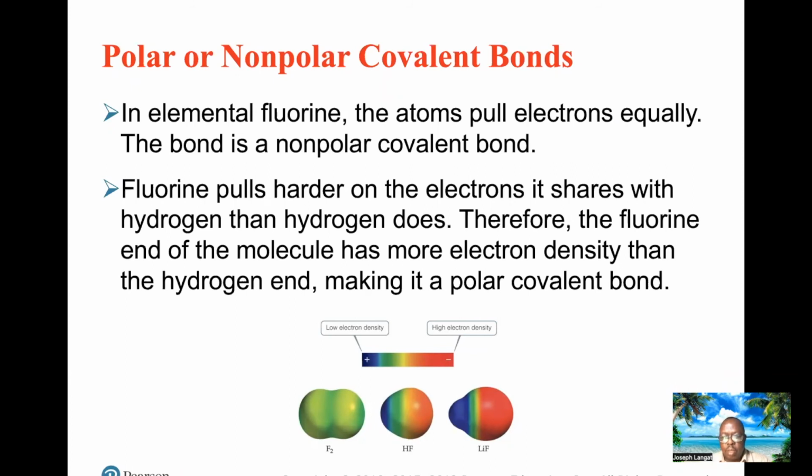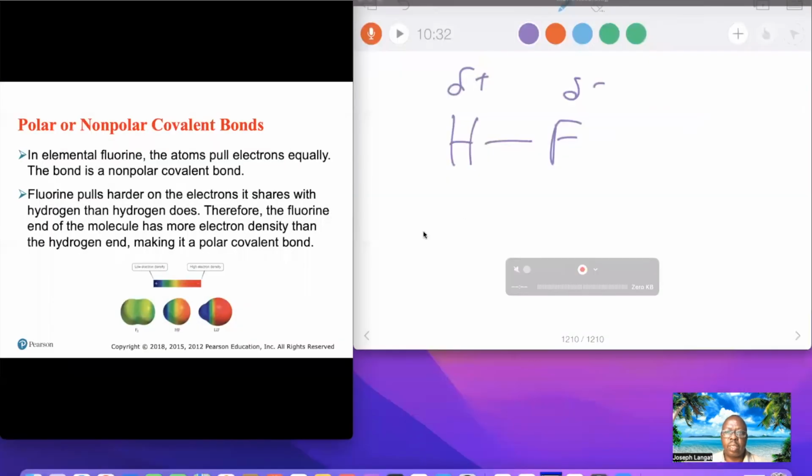This diagram, an electrostatic potential map, indicates which portion of the molecule is electron poor and which is electron rich. Electron poor is always indicated in blue. So the hydrogen will be partially positive, the fluorine partially negative, indicating which part is electron rich and which is electron poor.